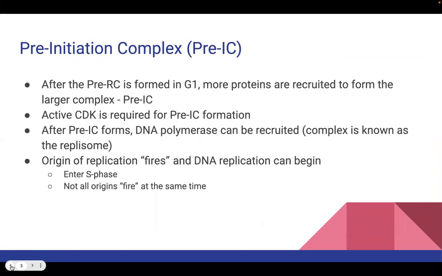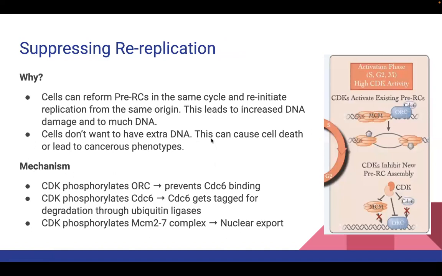Like it said in the previous slide, it is required for formation, but it also is required to suppress, which you can also see in the image to the right here. So CDK phosphorylates ORC, and this prevents CDC6 from binding. CDK phosphorylates CDC6 itself, and this gets tagged for degradation through ubiquitin ligases, and it gets degraded in the proteasome. And then CDK phosphorylates various subunits of the MCM complex, and it causes it to get exported from the nucleus.